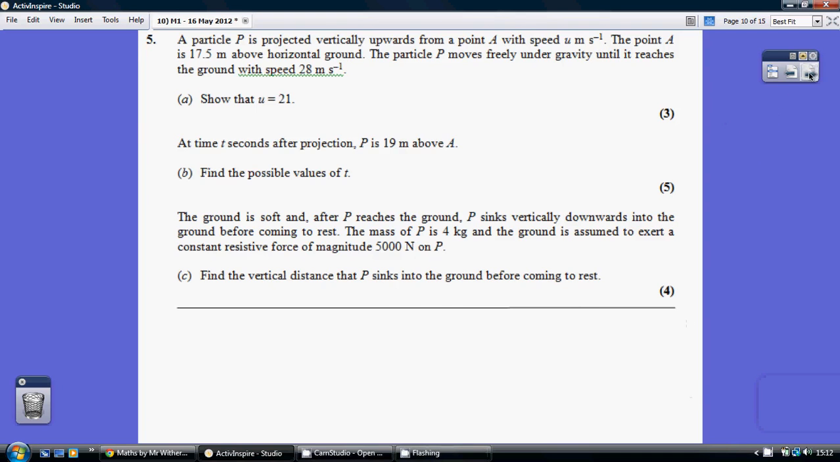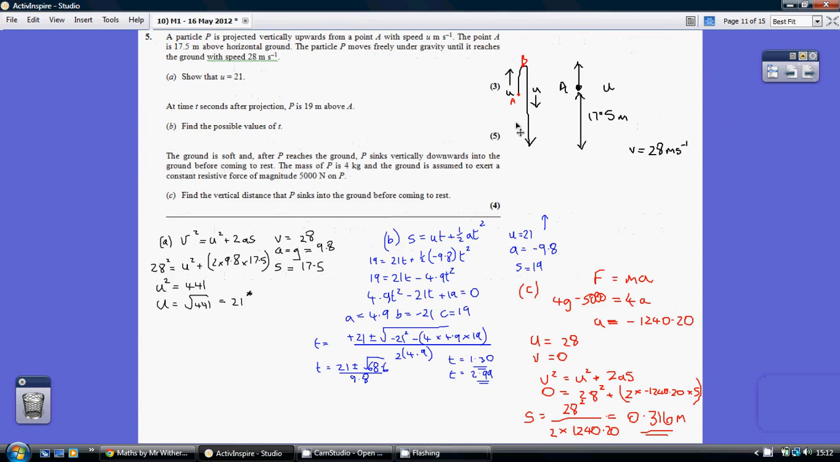Question 5. So what we're actually doing here: the particle goes at height A, and we're throwing it up in the air with an initial speed. It gets to a maximum point when the velocity is 0, then comes back down again, and obviously travels past A down to the ground.